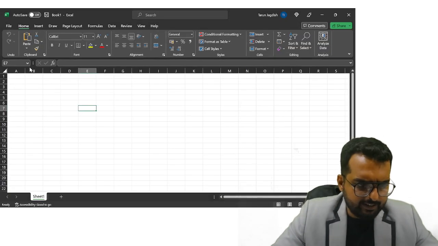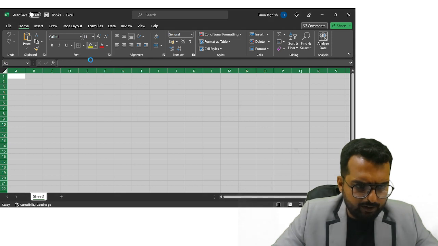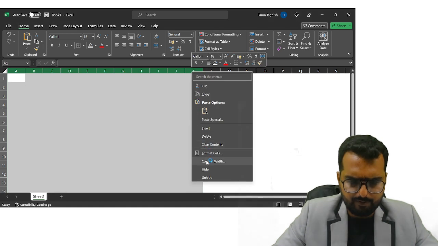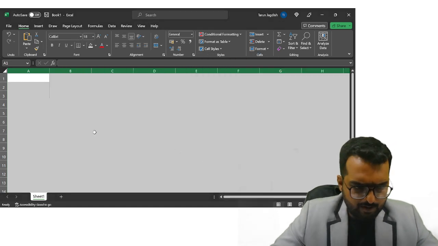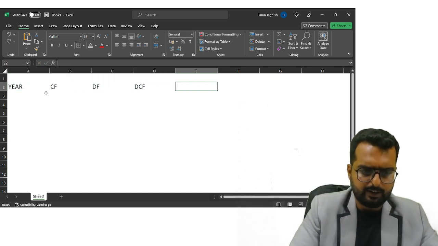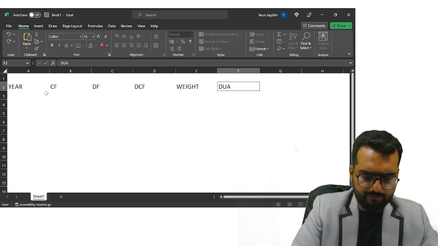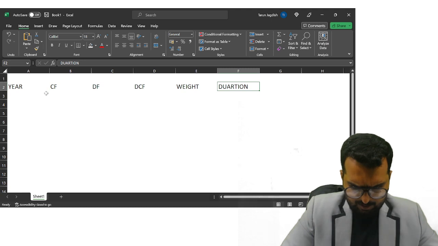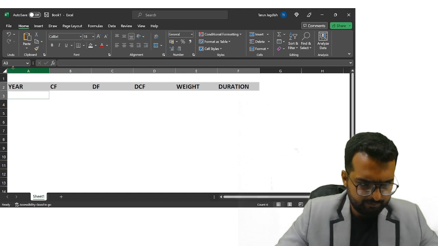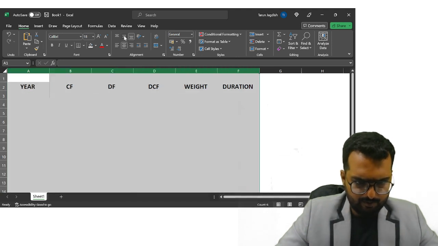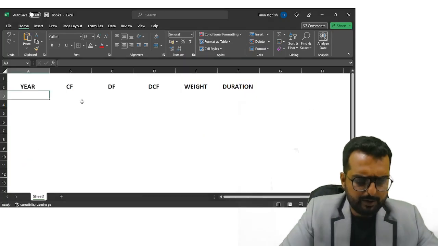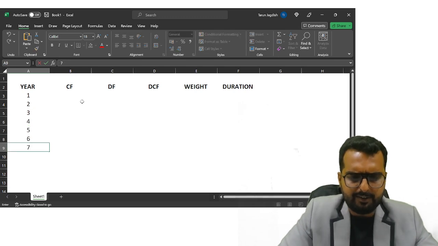Yes, friends, come on, interact and tell me now. Any one of you can unmute and tell me what is the table format that we normally follow? Year, cash flow, discount factor, discounted cash flow, weight, and based on the weight, we can find out the duration. All right, now here we'll write down 7 years, right? So I'll put over here 1, 2, 3, 4, 5, 6, 7.